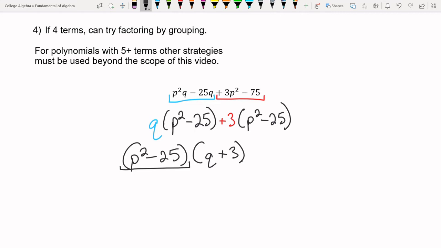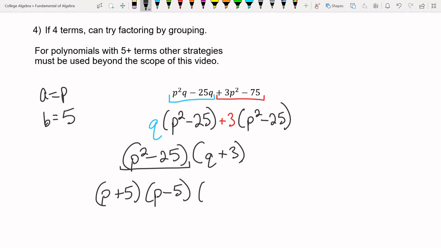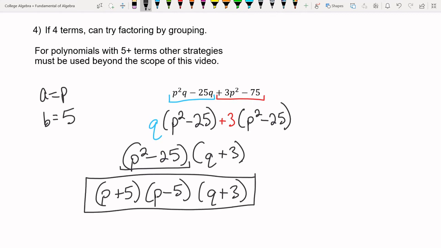P squared minus 25, if a equals p and b equals 5, because 5 squared is 25, now we have a difference of 2 squares. And that's going to be a plus b times a minus b. And then of course the q plus 3 is still involved. And these are all linear terms, so we know that is completely factored.